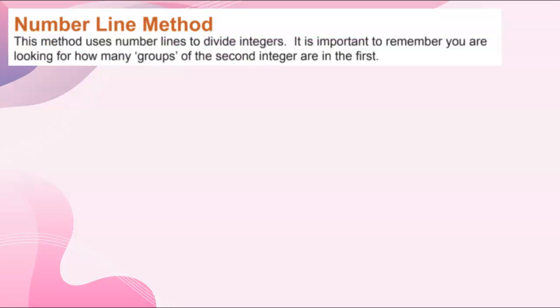So for the number line method, we're going to use our number line to divide, but it's important to remember that we're not looking for hops this time, but how many groups of the second integer we can make from the first integer. So let me show you what that looks like.